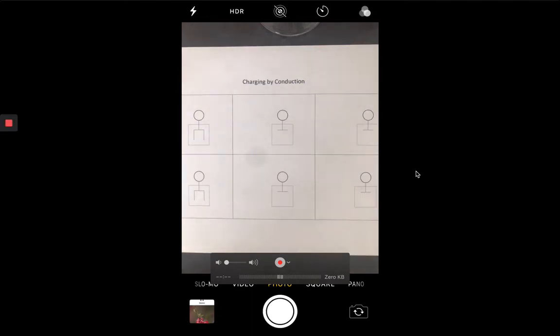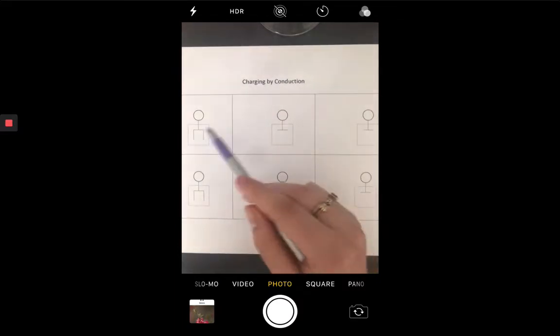Hopefully you guys have watched the lecture by now, and we are going to go over charging by conduction. So make sure that you have this sheet printed out so you can fill it in along with me. So let's start off at the top here, doing our top row.